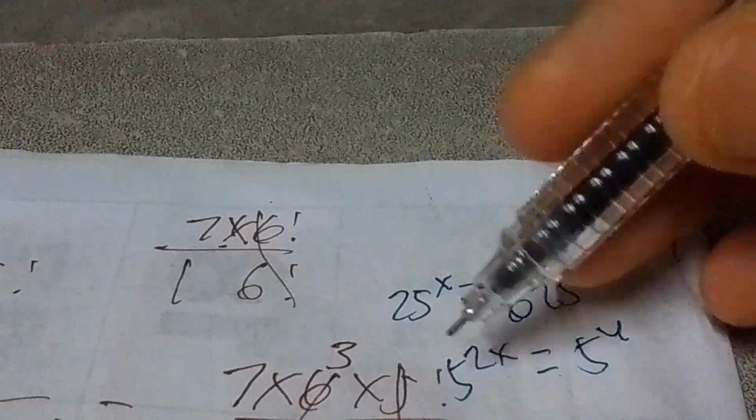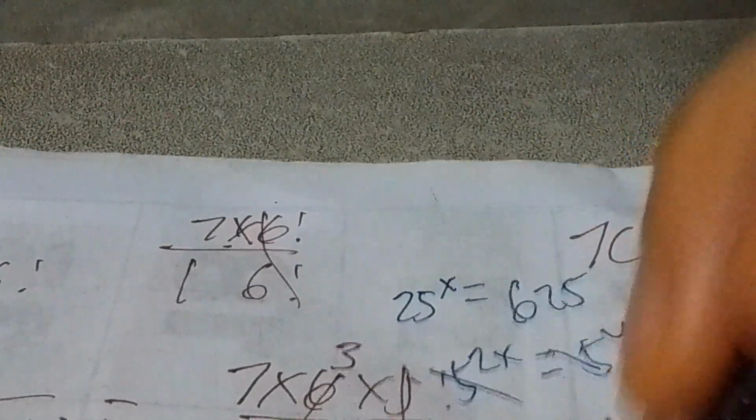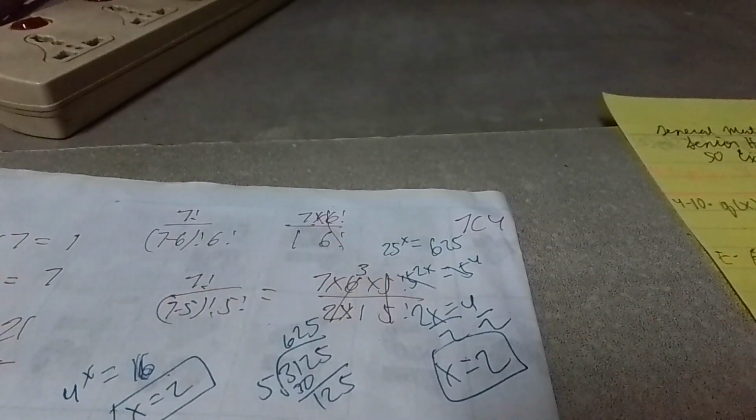Now the bases are equal, we can cross them out. 2x equals 4. Divide both sides by 2, so x equals 2. But wait, we're still not yet done, because we still need to plug this back into our equation to check. It's always important to check your answer to verify it is correct. Otherwise, if you did not get the right answer, it's automatically wrong. So we are supposed to get x as positive 2.